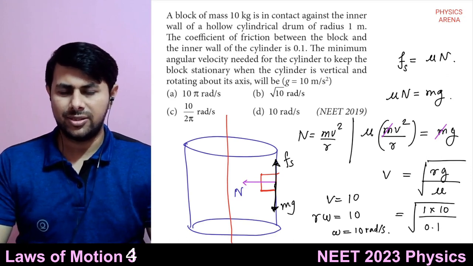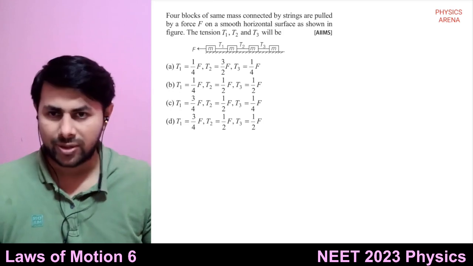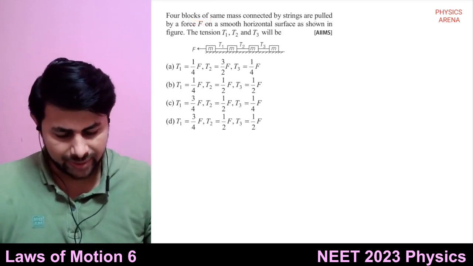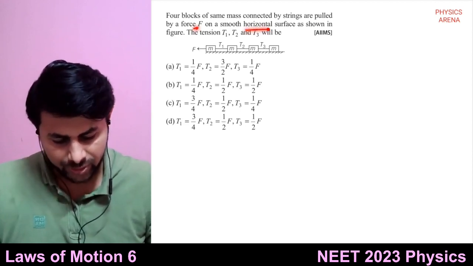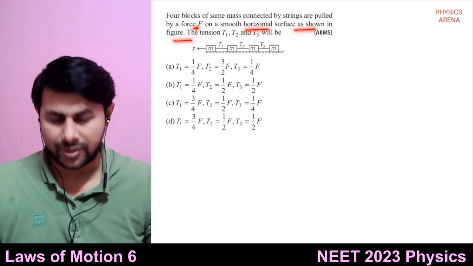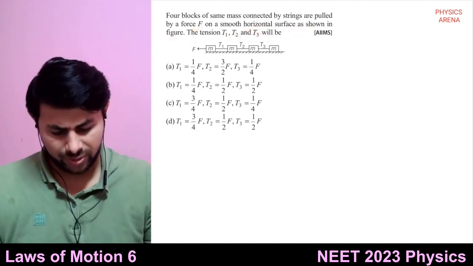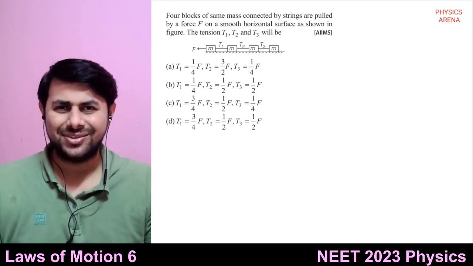Have you understood this, everybody? So today we are going to solve some more problems based upon free body diagrams. Let us see this problem. Four blocks of the same mass connected by strings are pulled by a force F on a smooth horizontal surface as shown in the figure. The tensions T1, T2, T3 will be. This is a very simple problem. Can you tell me what will be the tension?